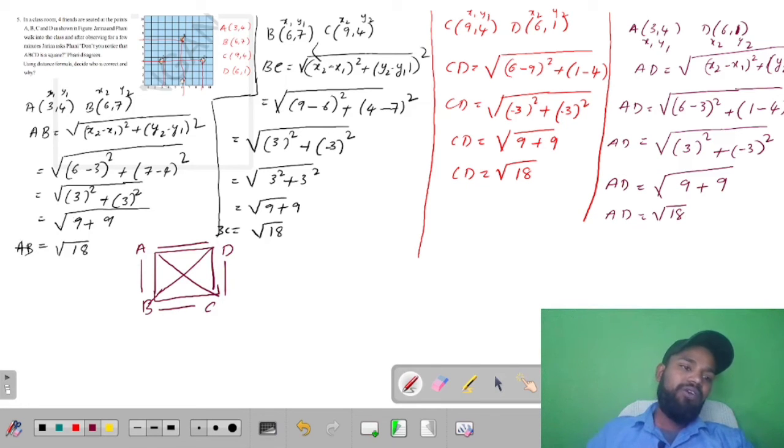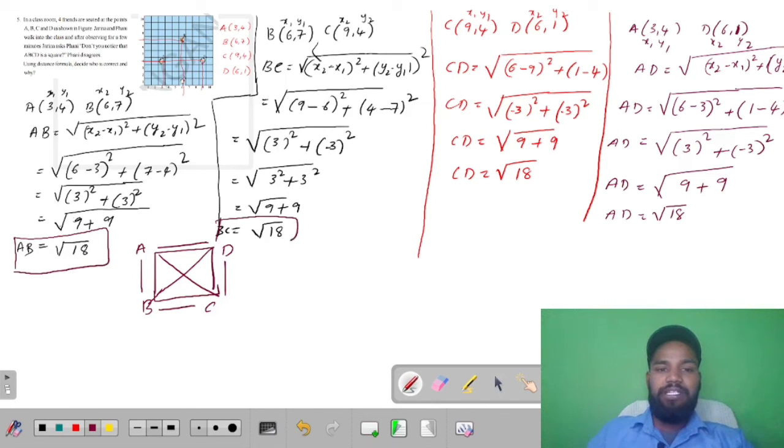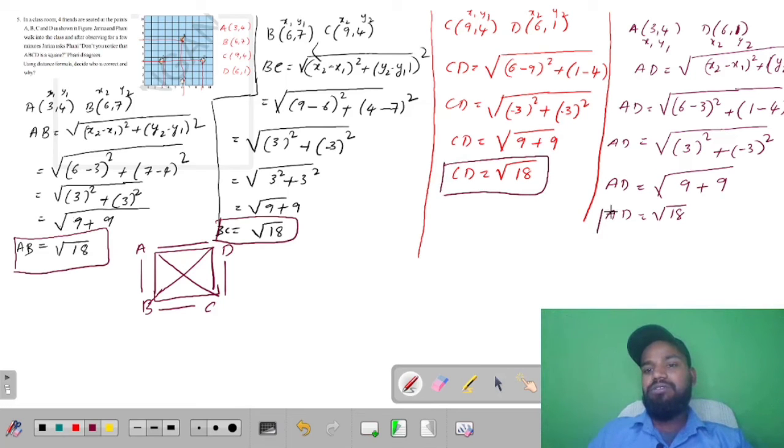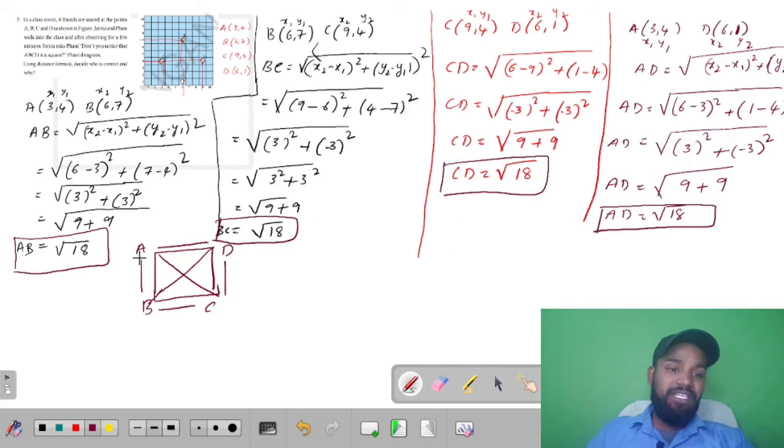First, we are going to check whether all sides are equal or not. AB equals 18, BC equals 18, CD equals 18, and AD equals 18. Okay. Now we check whether AC and BD are equal or not. So I am writing here AC and BD values.